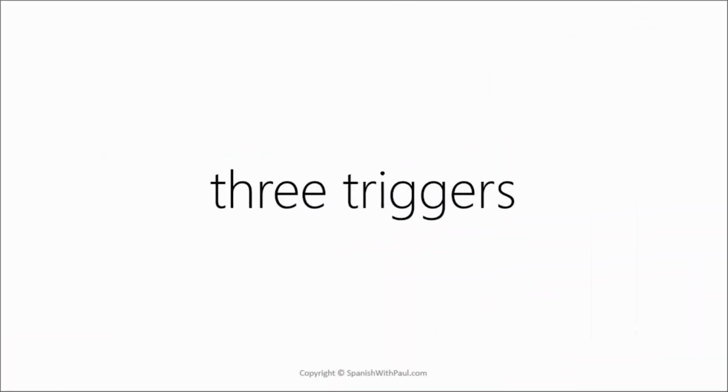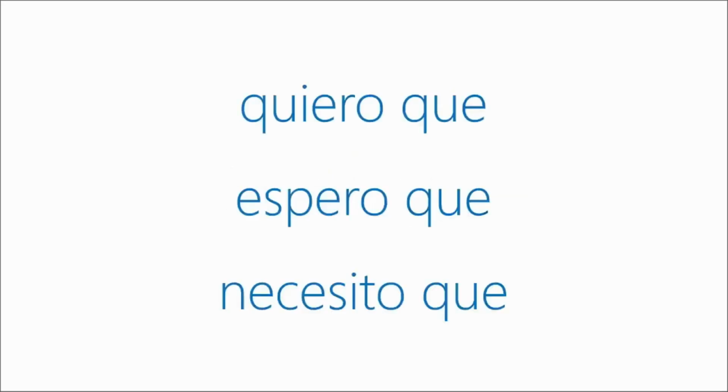Our list now has grown to 3 triggers. We have quiero que, espero que, and necesito que. As you can see, all 3 triggers work with the same set of mechanics underneath them. Again, quiero que, espero que, necesito que, they're all tripwires. They all trigger the subjunctive in the next verb that follows.